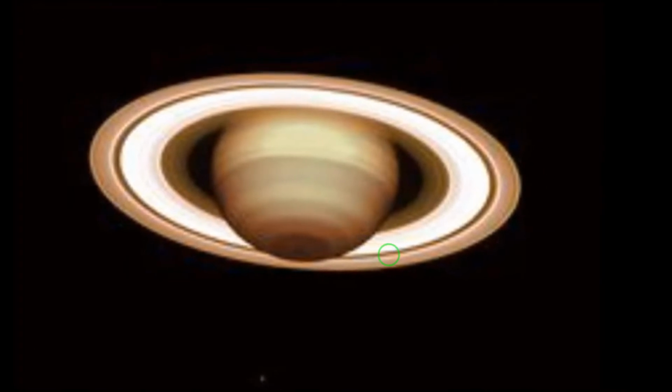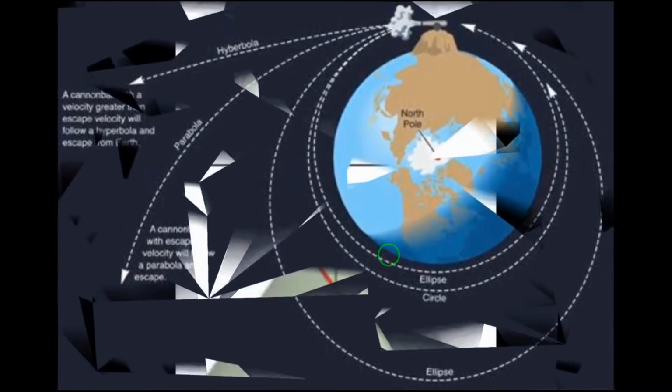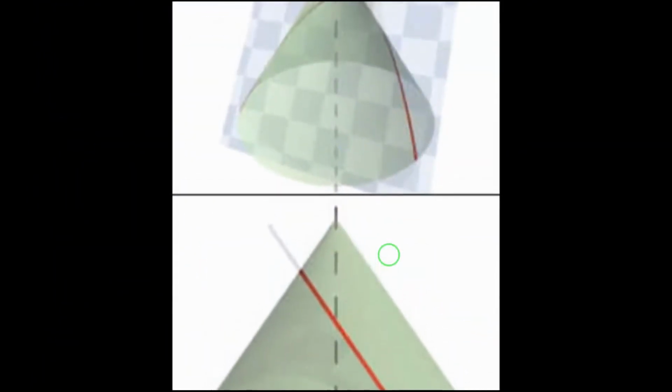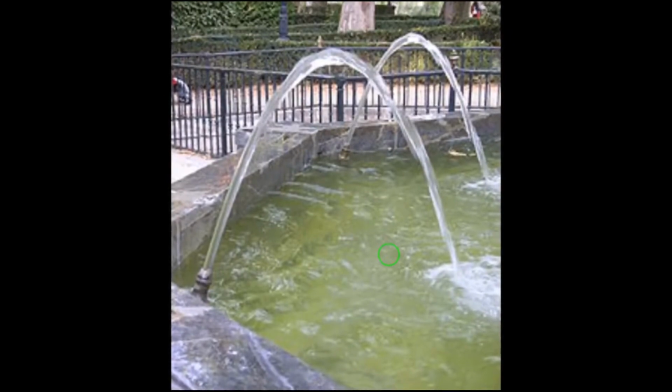The ellipse is found in Saturn's rings, and also when satellites roam around a planet, they form an ellipse. So it can be formed by just cutting a cone at various angles. And also when fountains spray under gravity, they form this parabola.